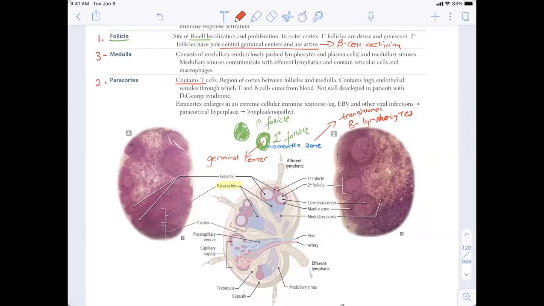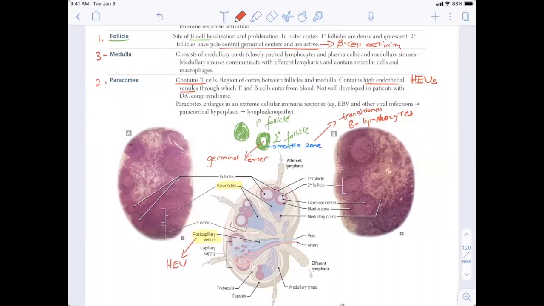Now, something else you have in the paracortex is what's called your high endothelial venules, okay? For short, they're called your HEVs. You may come across the acronym HEVs, same thing, okay? Now, what are high endothelial venules? High endothelial venules are post-capillary venules as well. So in this picture right here, this is your HEV that they're trying to show you. So sometimes called your post-capillary venule. It's the same thing as your high endothelial venule.